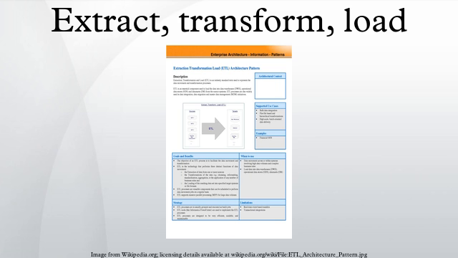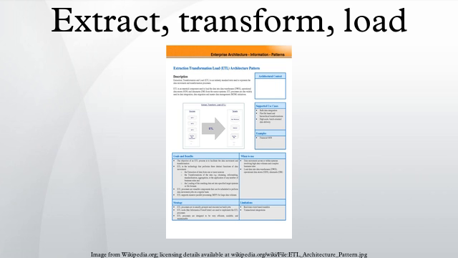In general, the goal of the extraction phase is to convert the data into a single format appropriate for transformation processing. An intrinsic part of the extraction involves the parsing of extracted data, resulting in a check of whether the data meet expected patterns or structures. If not, the data may be rejected entirely or in part.